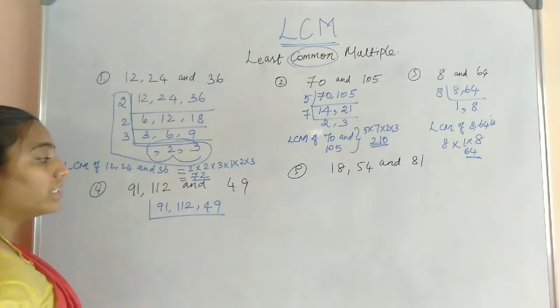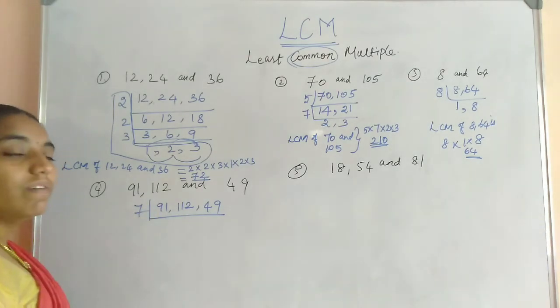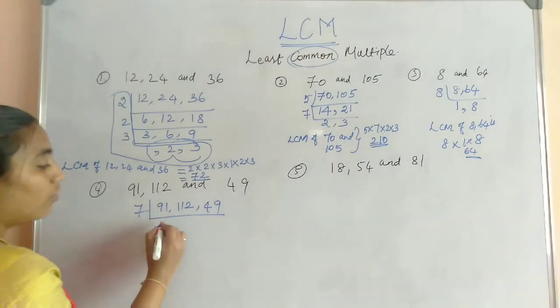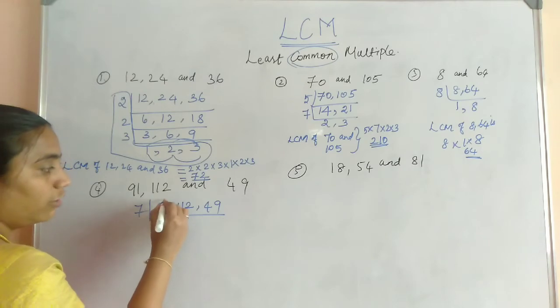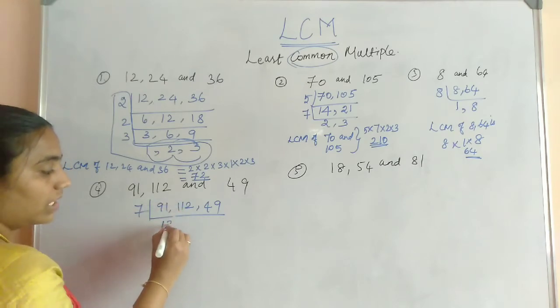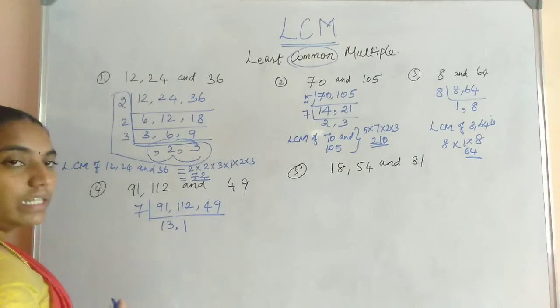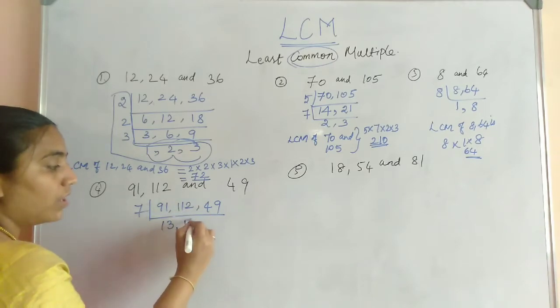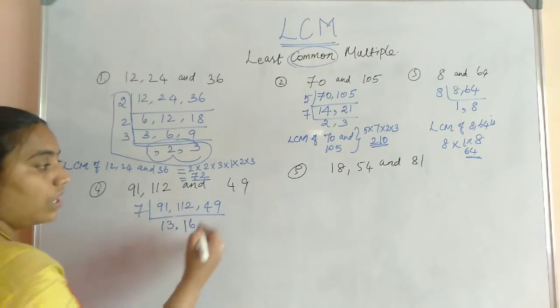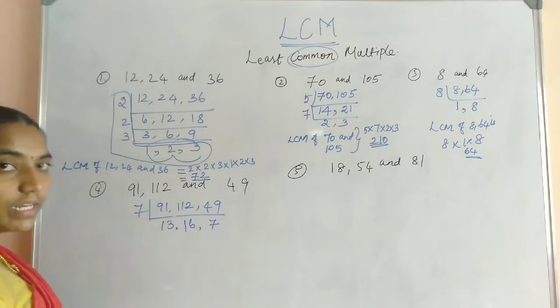Check 6. It is divisible by 7. So 1 7 is 7. Remaining 2, 2 and 1 make 21. 3 7s are 21. Next take 11: 1 7 is 7, remaining 4, 42. 6 7s are 42. Next, 7 7s are 49.